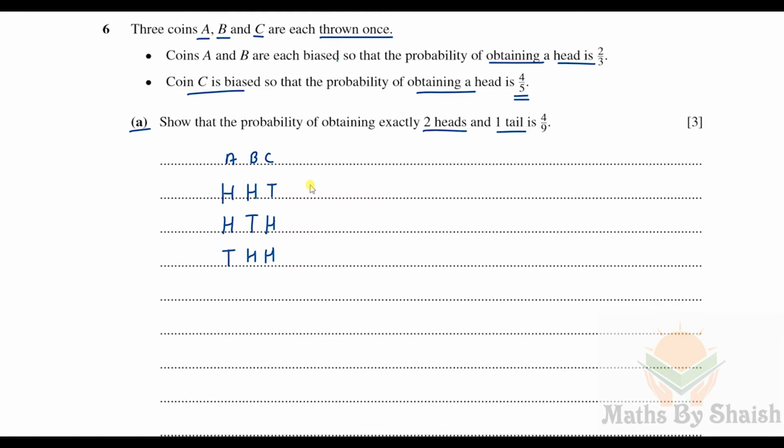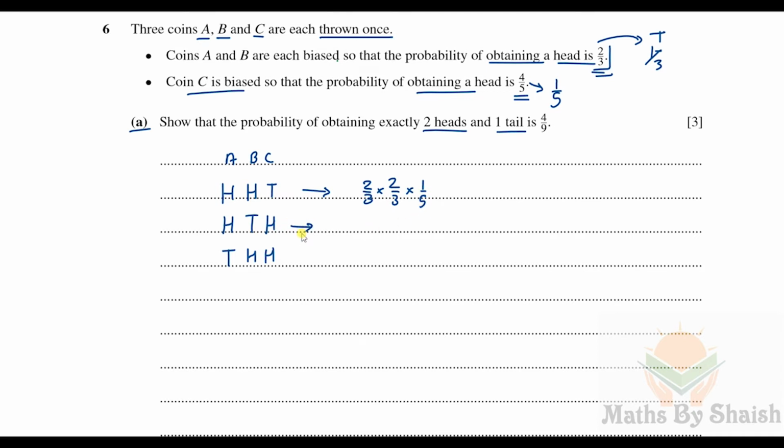So let's find the corresponding probabilities. For the first one, getting head on A and B, the probability is 2 by 3. Getting tail would be 1 minus 2 by 3, that is of course 1 by 3. So on A and B, if it is head, it means 2 by 3 into 2 by 3, and on C, the probability of getting head is 4 by 5, then tail is going to be 1 by 5.